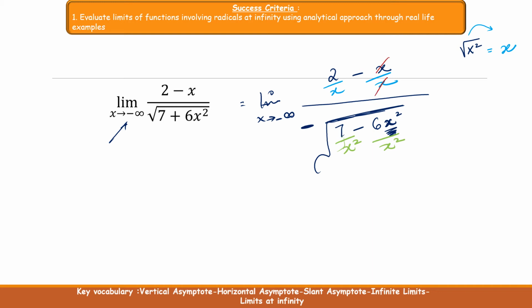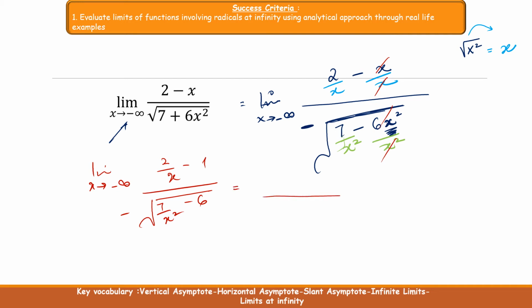X and x cancel. So first I will write as it is 2 over x minus 1, divided by minus outside, 7 over x square as it is. X square cancels and negative 6 is left. Now apply the limit, but we have already calculated that negative here, so no need to write negative infinity, only write positive infinity.